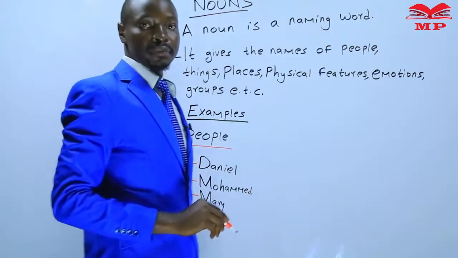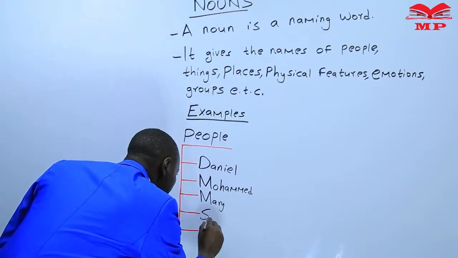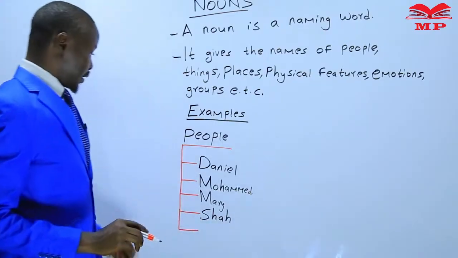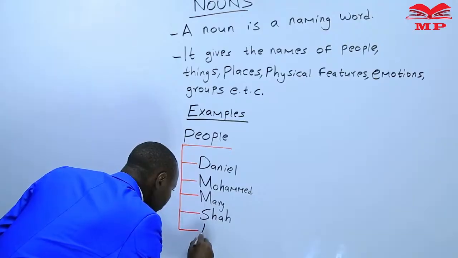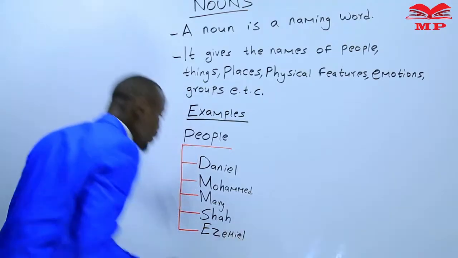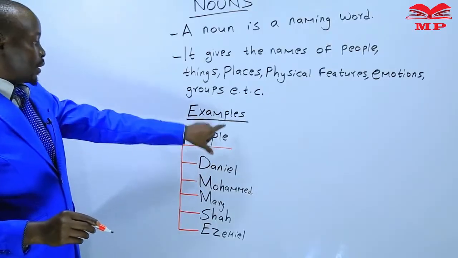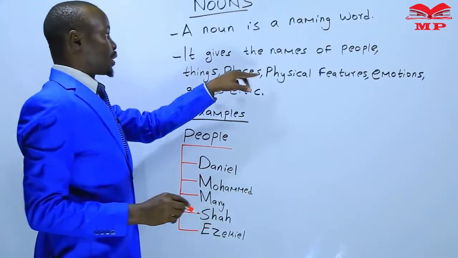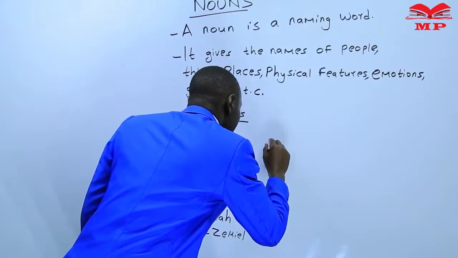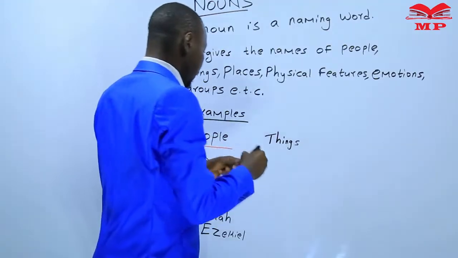After Mary, we can use Shah. And then lastly, we can use Ezekiel as an example. So we have Ezekiel. So these are the examples of the names of people. So once we have known about the names of people, we have the next one, which will give us the names of things. So I'll make another column here having the names of things. And again, we'll use 5 examples.